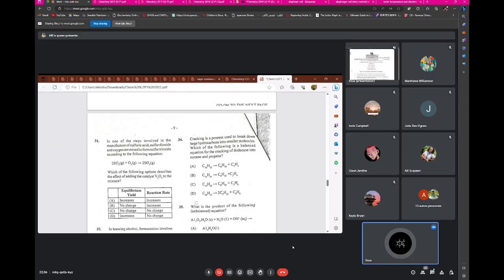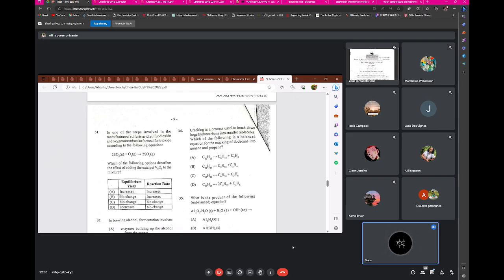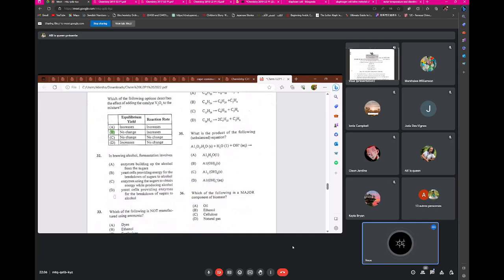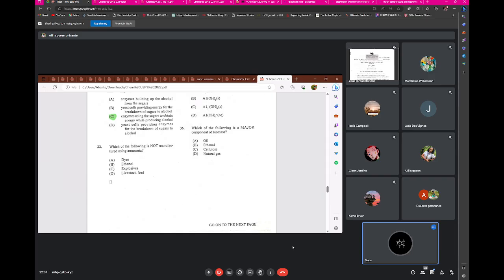Alright, so let me see. Oh, we saw this already. Increases rate but with no change. Alright, and then brewing of alcohol, fermentation involves, what does it involve? Enzymes building up the alcohol from the sugars. That's an interesting way to put it. Yeast cells providing energy for the... that's interesting. Enzymes using the sugars to obtain energy while producing... that sounds nice. I think C sounds nice. Yeast cells providing enzymes for the breakdown. I think C is better. Do you guys agree?